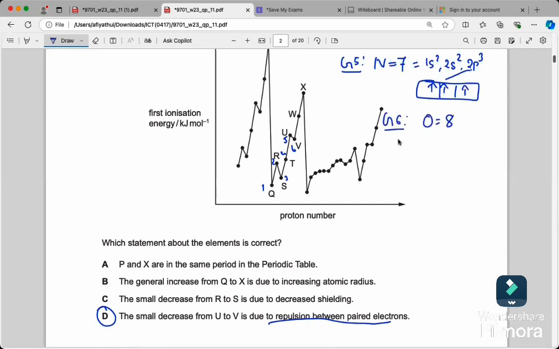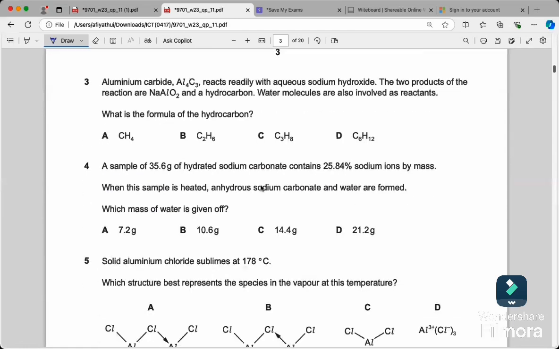With atomic number 8, you can write them as 1s2, 2s2, and 2p4, isn't it? Therefore, your electron placement will be 1, paired electrons will be 2, and 3 and 4. The fourth electron will be over here. So you can see that there's a slight repulsion between the paired electrons. So the best option is: the small decrease from U to V is due to the repulsion between the paired electrons. So that will be the best description for the question.